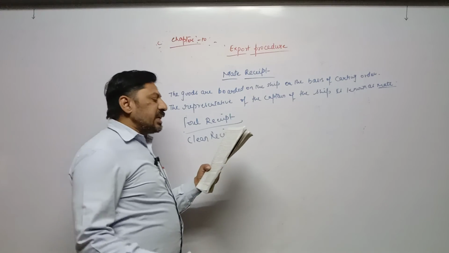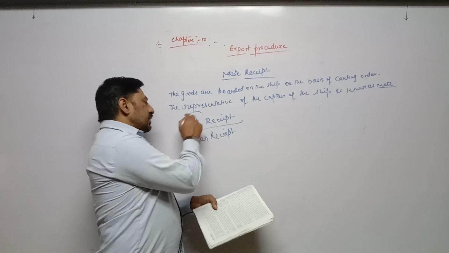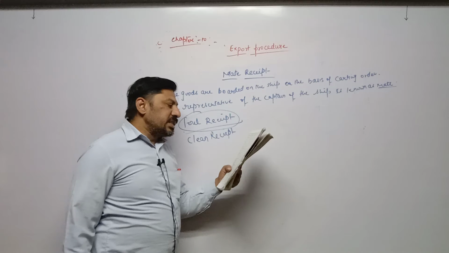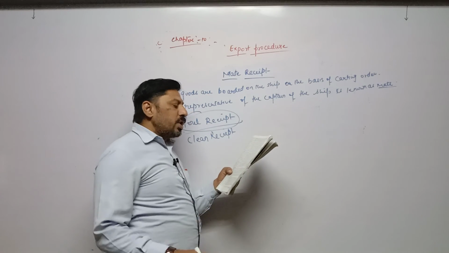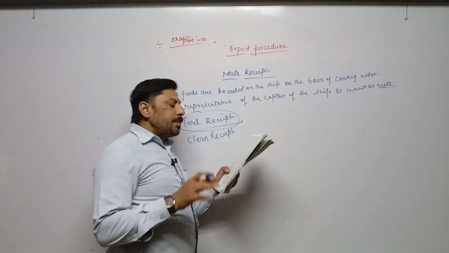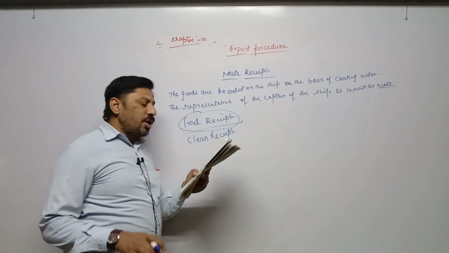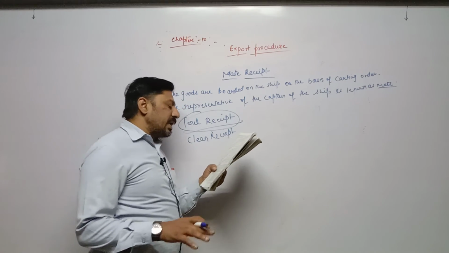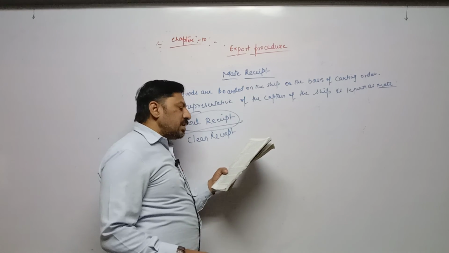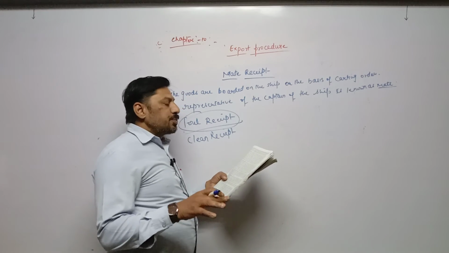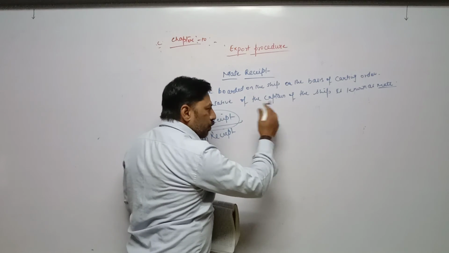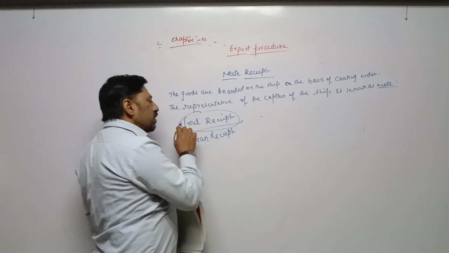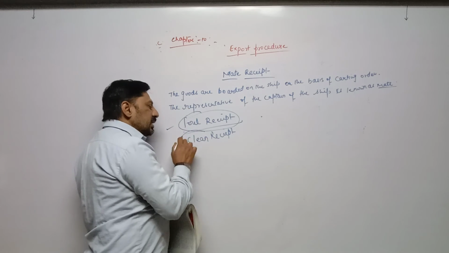If the mate's receipt is foul, then what happens? It means that the goods which have been loaded on the ship are not properly packed as specified in the order, and if the goods are damaged during the transportation, the shipping company is not responsible for that. So a receipt is issued when goods are loaded, but either a foul receipt or a clean receipt is issued.